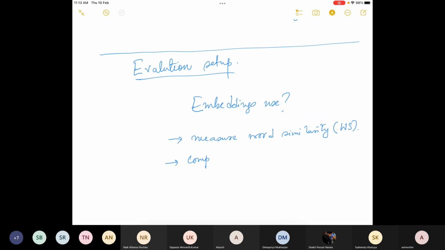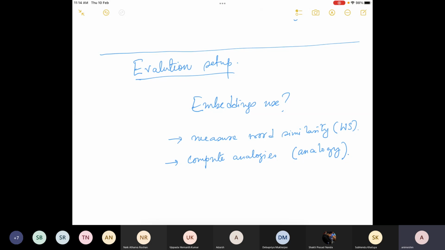Compute analogies. Let's call this task analogy. Fine. So these are some of the tasks that typically a word embedding is used for. So we use word embeddings in order to solve this kind of tasks.